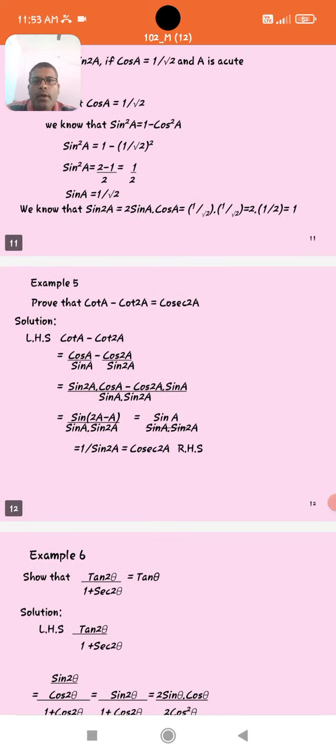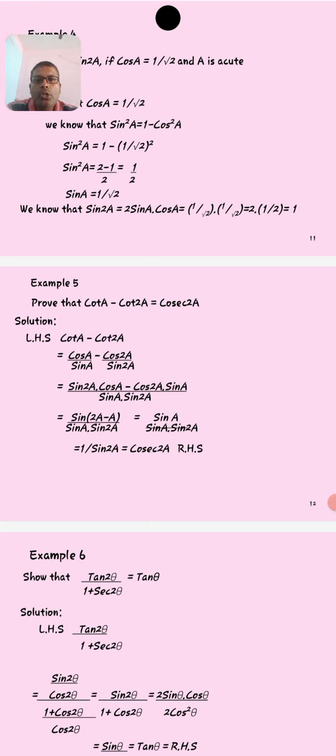Now we see the example 5. Prove that cot A minus cot 2A is equal cosecant 2A. Here we have to take the LHS part, cot A minus cot 2A. Here how to write the cot A, cos A by sin A minus cot 2A, how to write cos 2A by sin 2A. We can do the LCM, we get sin 2A into cos A minus cos 2A into sin A divided by sin A into sin 2A. Now we have to apply the formula sin A cos B minus cos A sin B, then sin of A minus B formula we have to apply. That is sin of 2A minus A divided by sin A into sin 2A.